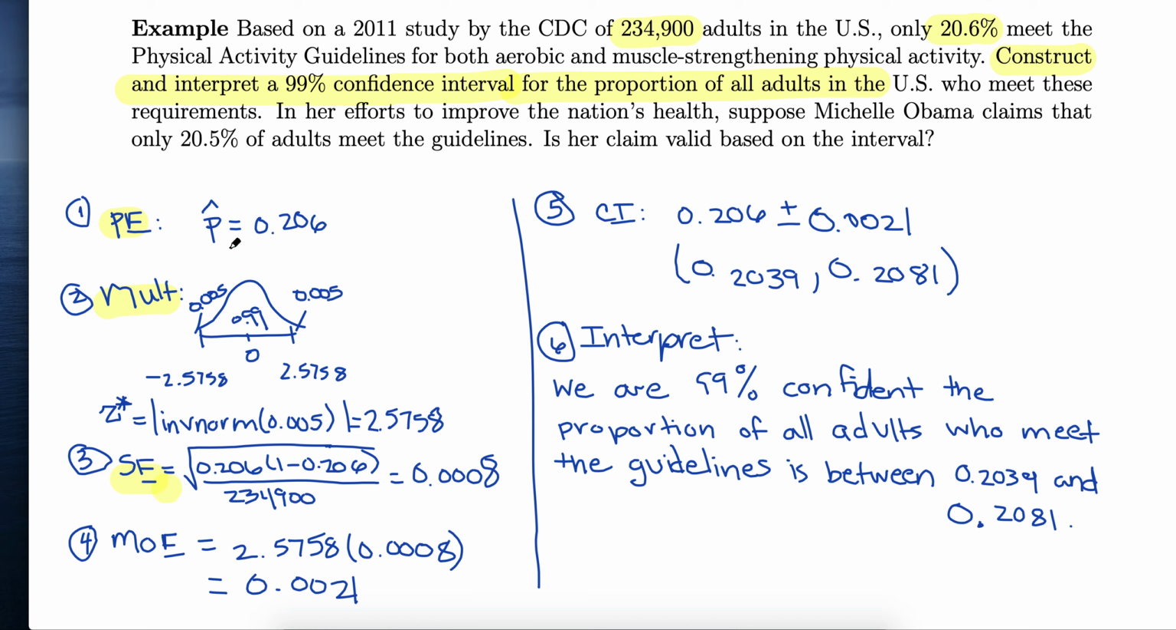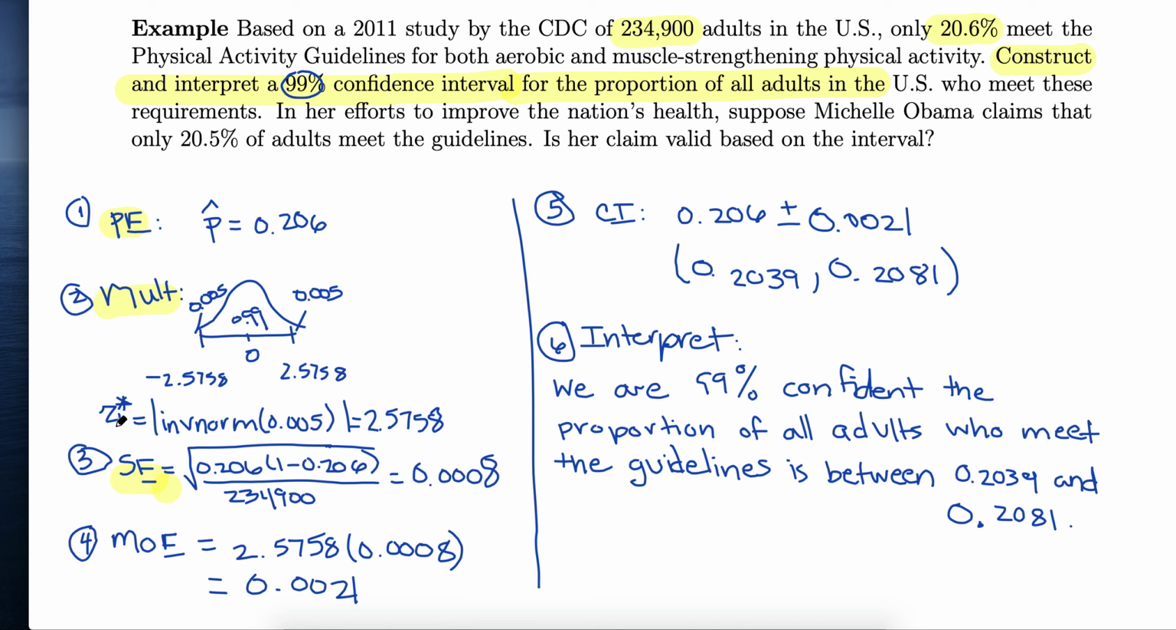So for point estimate, we don't have to calculate anything here. P hat is 0.206. They tell us, based on that study, here's the P hat, or the proportion from the data. Done. Next part, multiplier. We want 99% confidence is what they're asking for in this problem. So for 99% confidence, we want 99 in the middle, or 0.99. So that leaves 1% left over. If you split that equally, we've got 0.5% on either side.